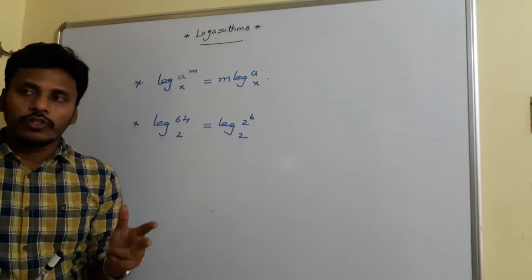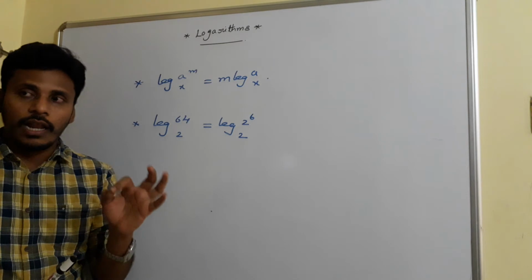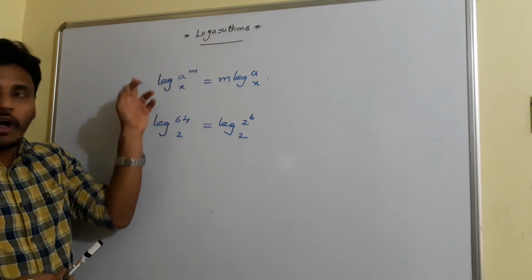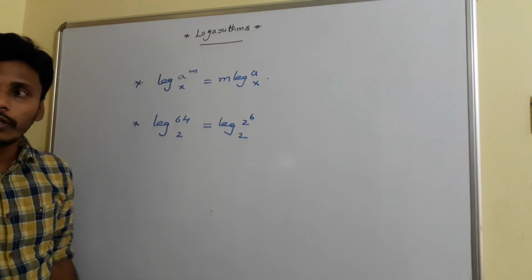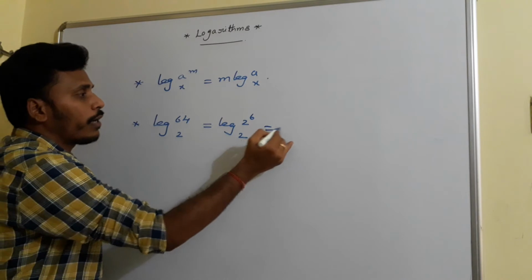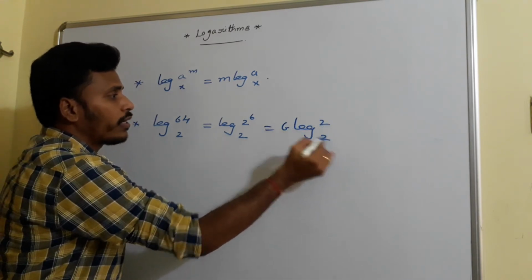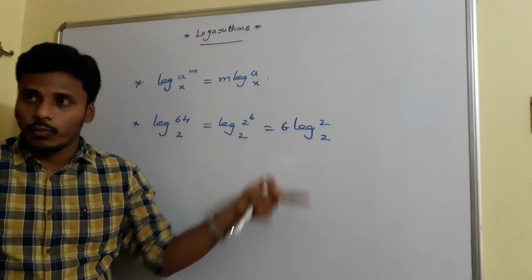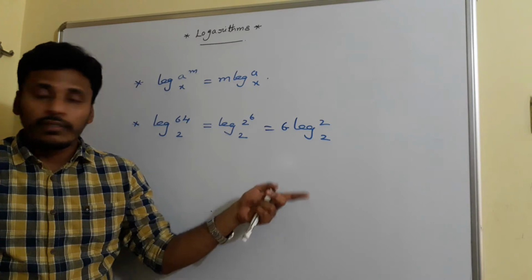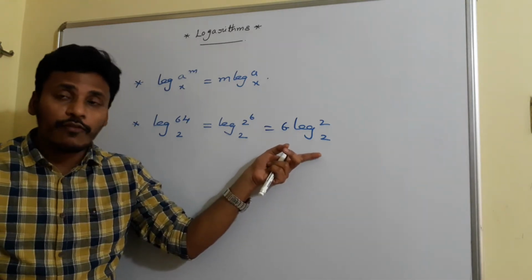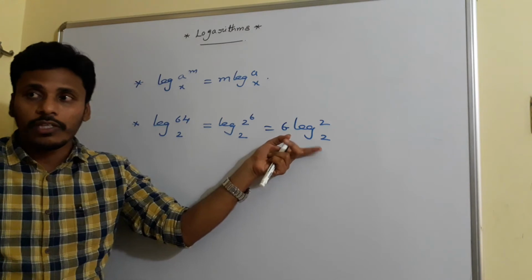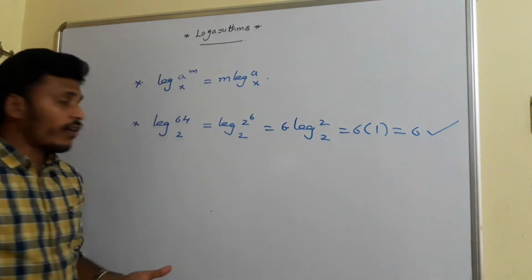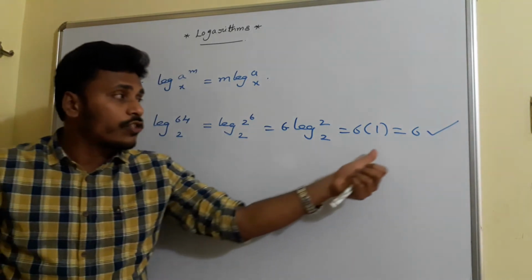Now we have two chances to utilize the second fundamental law of the logarithm, or this above law. It says log a power m base x is m log a base x. You have a chance to send that power out. So now it is 6. If you send this 6 out, it becomes 6 log 2 base 2. And already I told you that logarithm of any number to the same base is 1. Is it right? Logarithm of 2 base 2 is 1. Since log 2 base 2 is 1, you replace it with 1 and it becomes 6 into 1, which is equal to 6. So logarithm of 64 base 2 is finally 6.